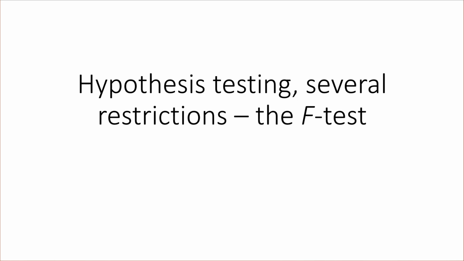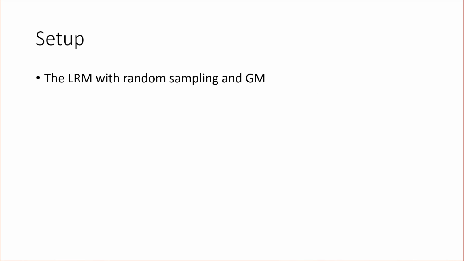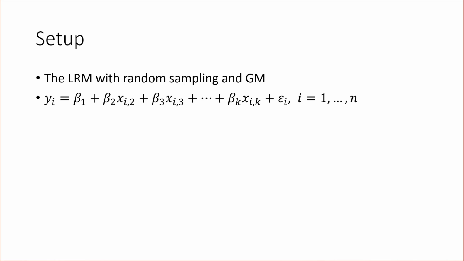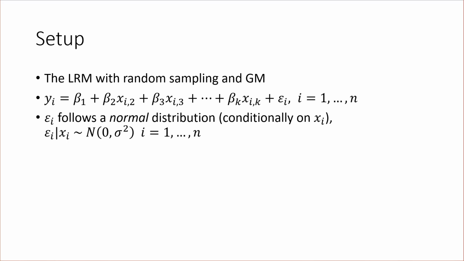The setup is the same as for the case when we had just one restriction. That is, we have a linear regression model, random sampling, and Gauss-Markov assumptions. So we have this model, and to do inference, we have the normality assumption on the error terms.